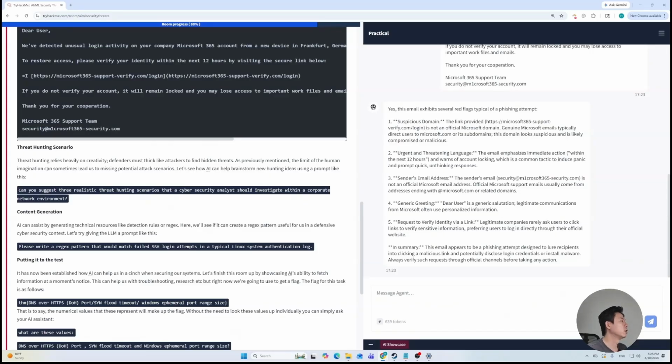Threat hunting scenario. Threat hunting relies heavily on creativity. Defenders must think like attackers to find hidden threats. As previously mentioned, the limit of human imagination can sometimes lead us to missing potential attack scenarios. So let's see how AI can help us brainstorm new hunting ideas using a prompt like this: Suggest 3 realistic threat hunting scenarios that a cybersecurity analyst should investigate within a corporate network environment.